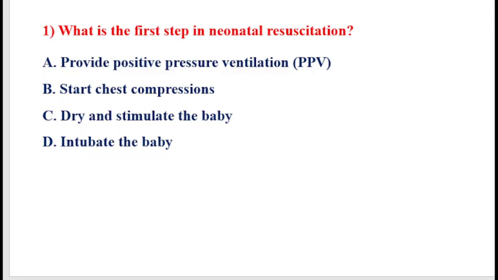The first question is, what is the first step in neonatal resuscitation? Option A, provide a positive pressure ventilation. Option B, start chest compression. Option C, dry and stimulate the baby. Option D, intubate the baby.